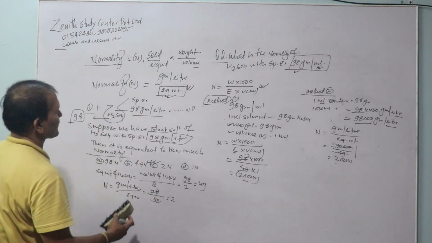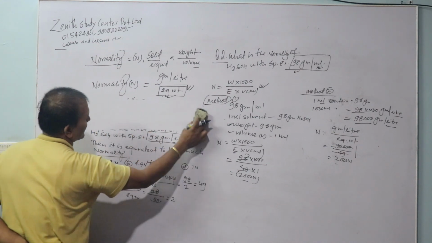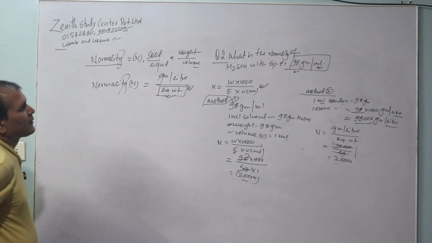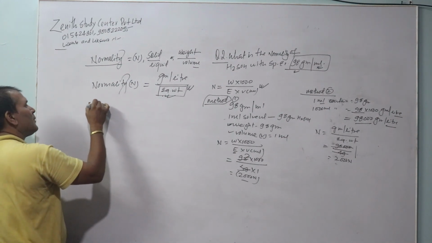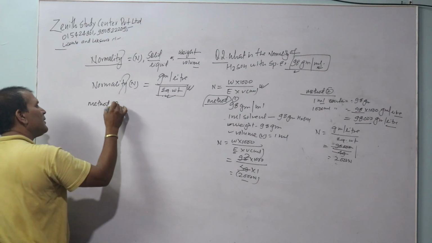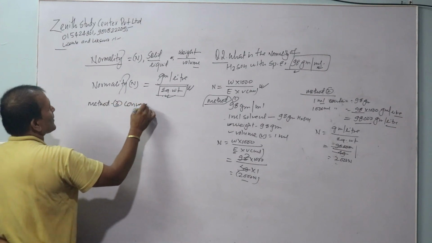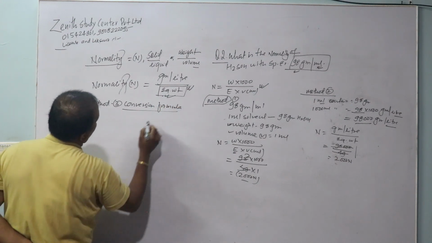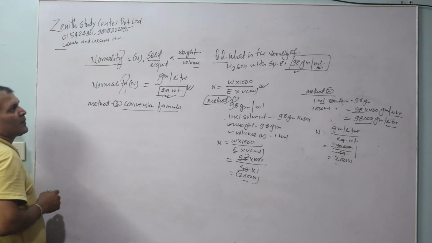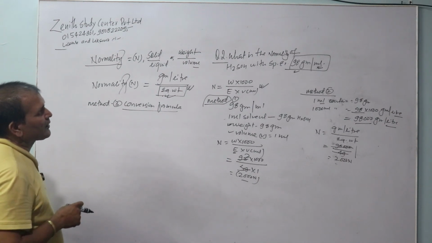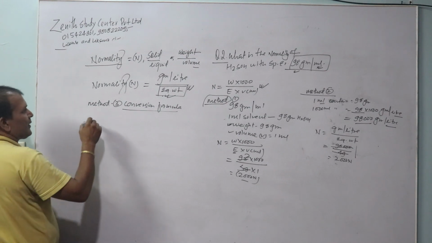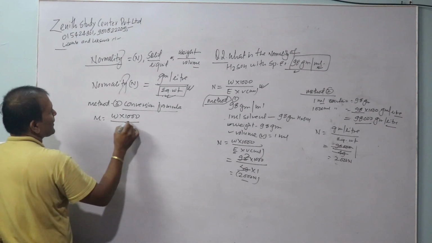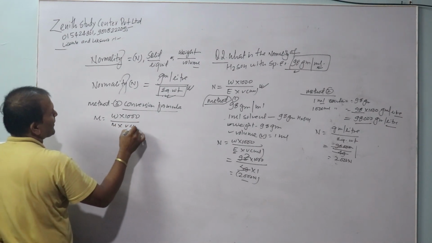Third option. You have a third method. If you do not know the equivalent weight, then you can use the conversion formula. Method 3, conversion formula. Suppose you can calculate the molarity. So what is the molarity? Molarity is equal to W into 1000 by M into V ml.